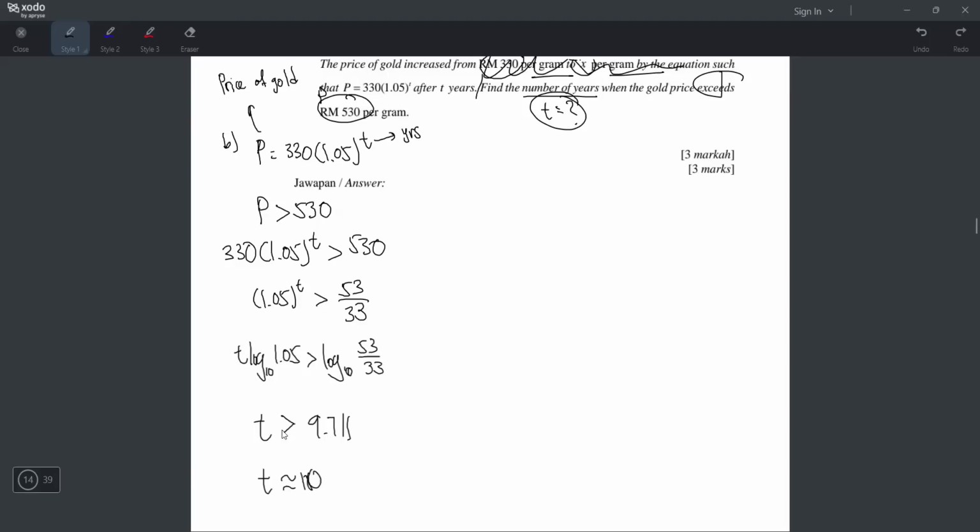Okay. Yeah, because the answer here is T has to be bigger than 9.711. So the upper numbers that are bigger than 9.711: 10, 11, 12, 13, 14, 15, all of them. 9 cannot, 9 is not bigger. Okay. So they are asking you how many years, right? So we can say 10 years. Yeah, 10 years, then the gold price will exceed 530 ringgit per gram. So I'll write years here. Okay, this is the answer. Understand? Okay, finished.